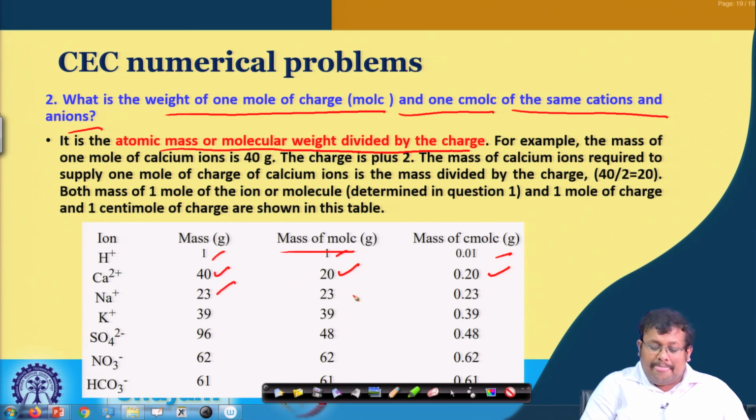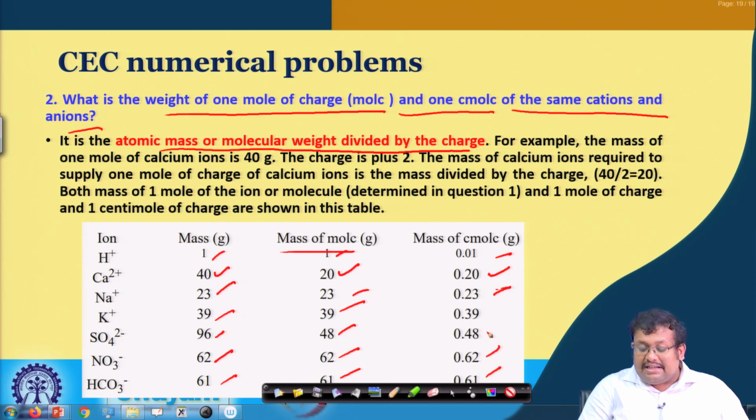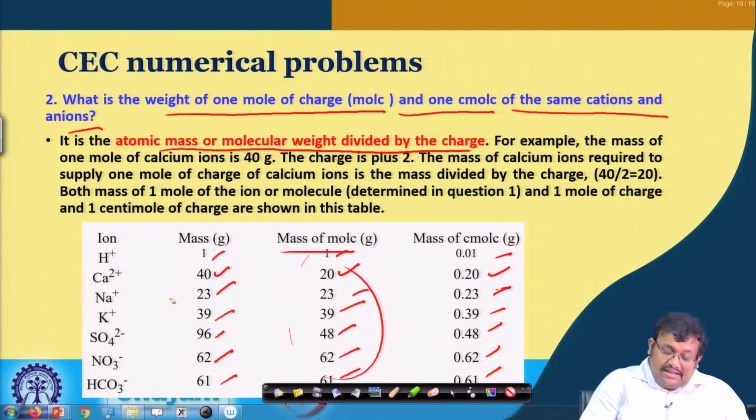In the case of sodium, we get the same value for the mass of molar charge and the mass of centimole charge. K plus is also the same. In the case of sulphate, it is 96 by 2, that is 48. In the case of nitrate, it is 62, same. In the case of bicarbonate, it is 61, same. However, when we convert into the centimolar charge, we are basically taking 1/100th of the mass of molar charge. So, this is also a very simple solution.